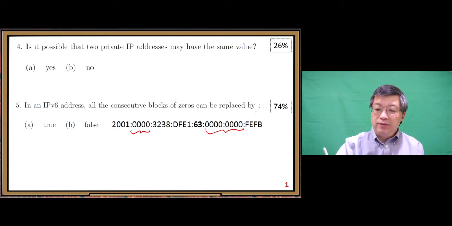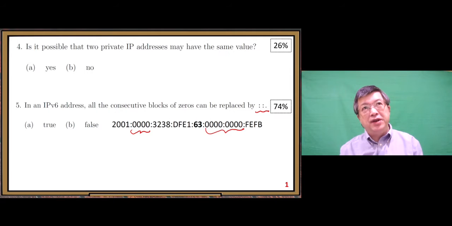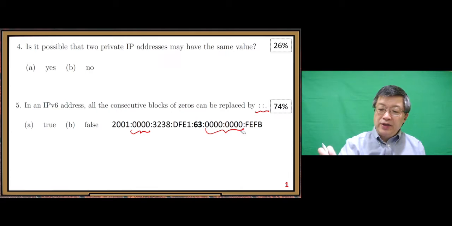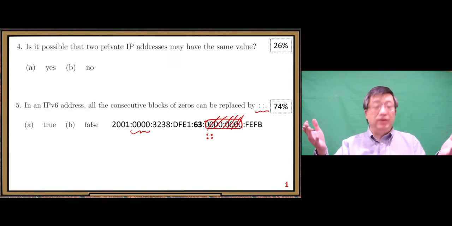All right, apply the rule. We try to reduce the number of characters representing this whole long string. Based on the rule, this block we can replace by that. So you will see all these things are gone. After we remove that, you can see colon, back-to-back colon, nothing between. So we simplify it.